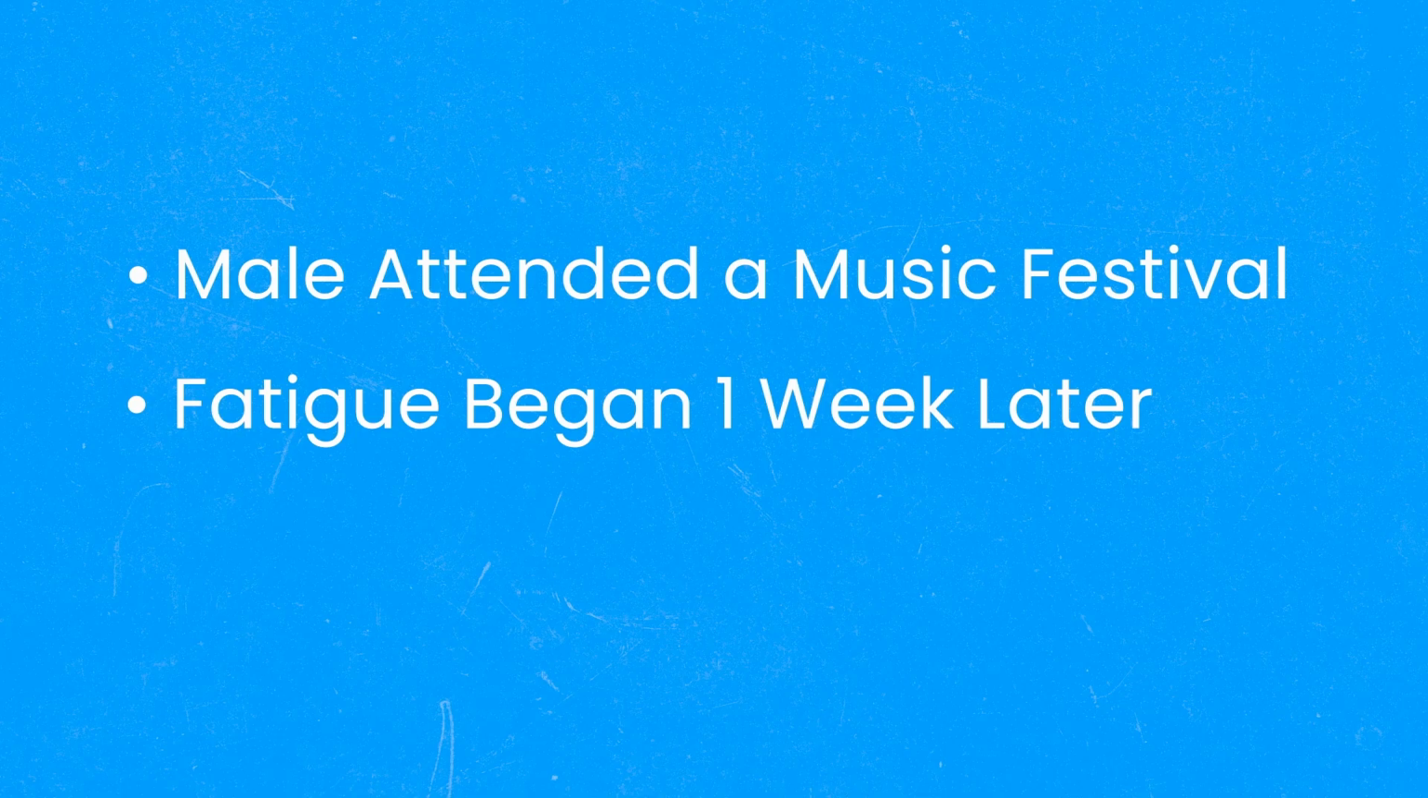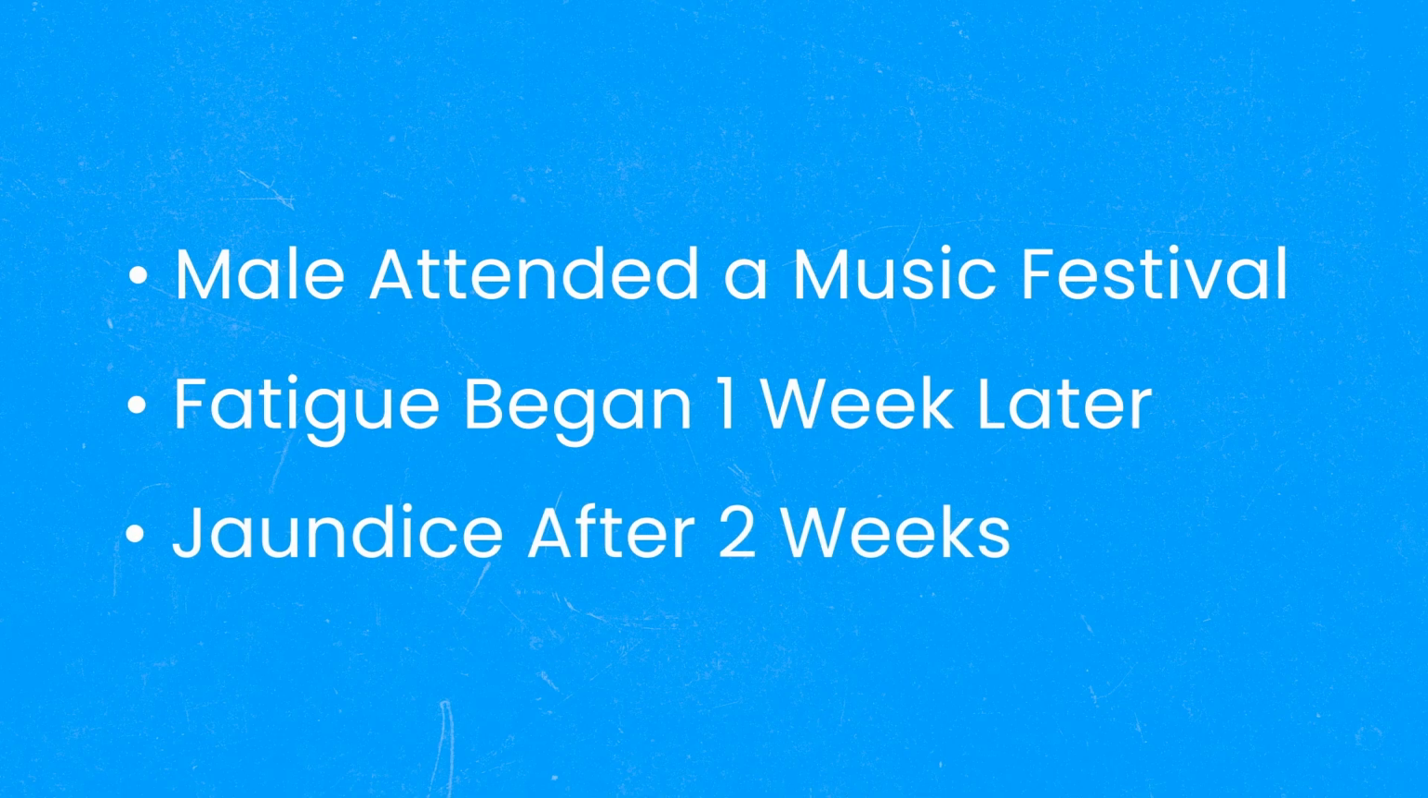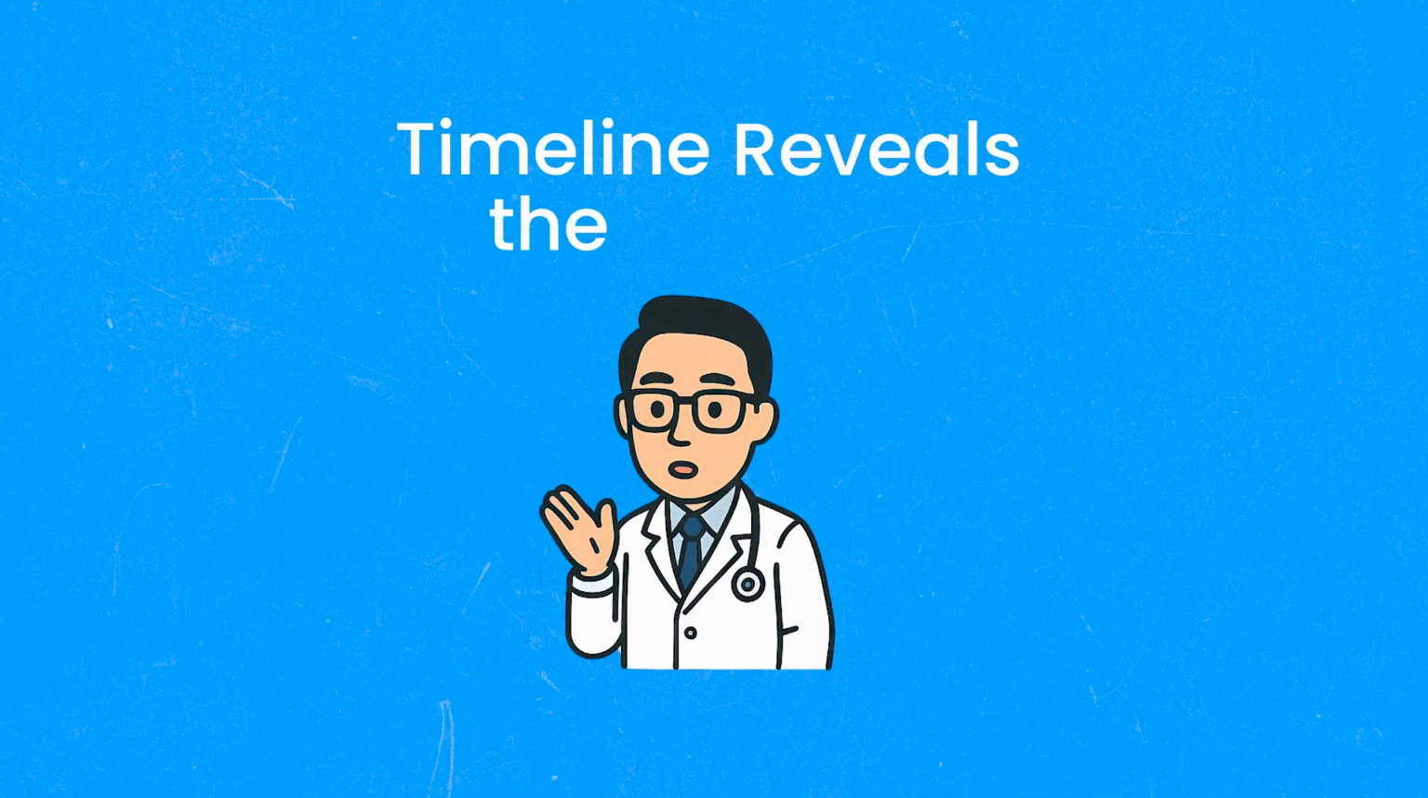Instead, we've got a guy who attended a music festival, and then a week later, he's got fatigue that begins, and then 2 weeks after that, he has jaundice that appears. Now, hepatitis A becomes a lot more obvious, and the reason is that the timeline reveals the diagnosis. So that's chronology. The S in the CCSN framework stands for severity.